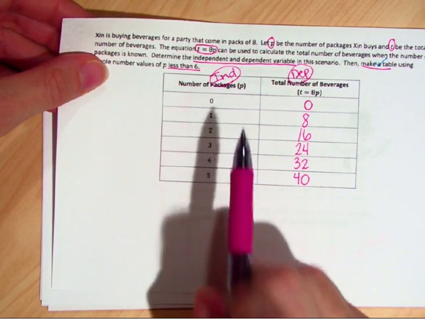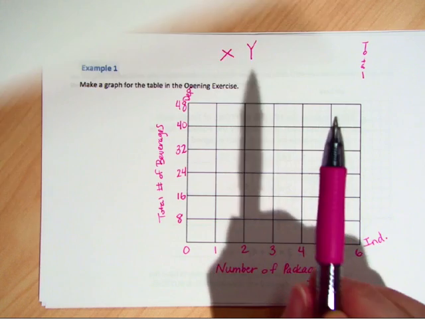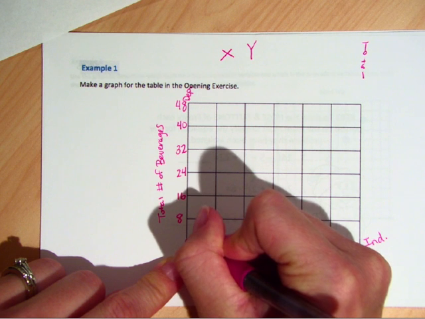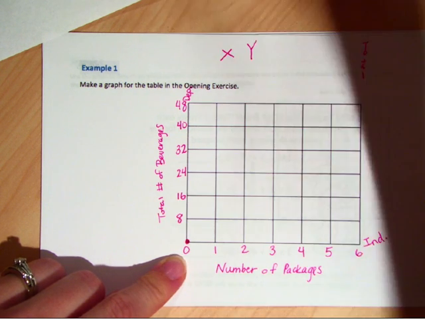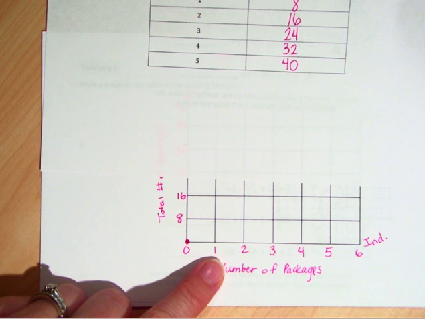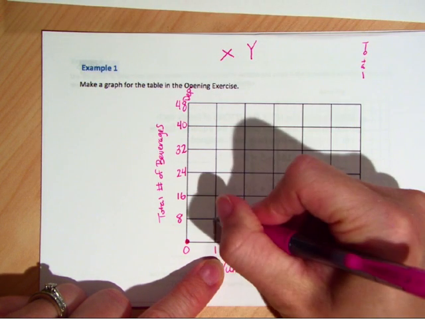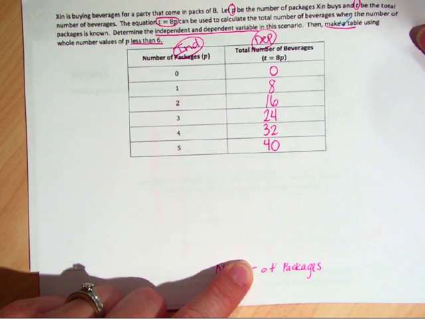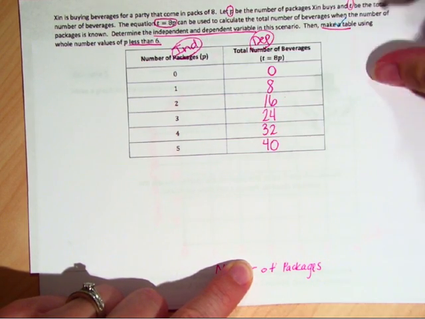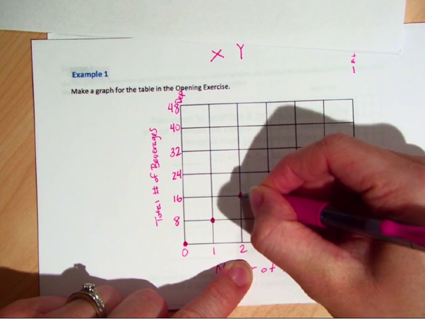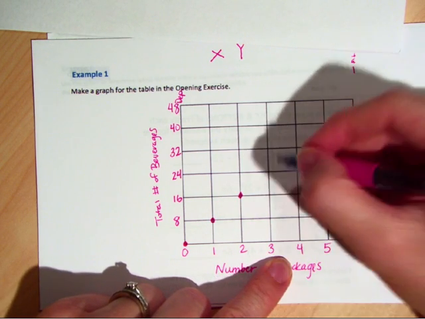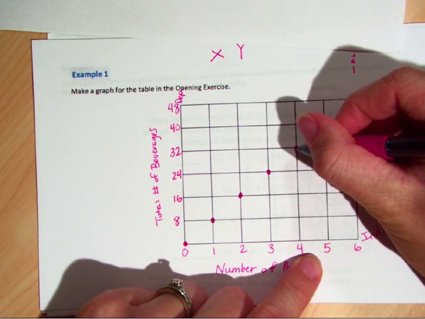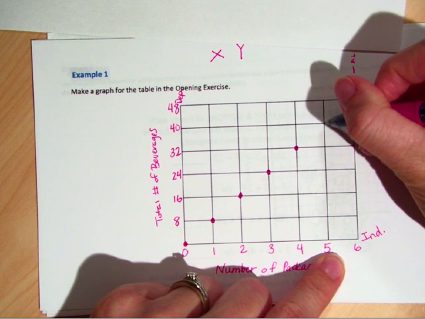Our first one is 0 packages and 0 beverages. So if I go over in 0 packages, up to 0 beverages, my first point is there. The next one is 1 package, 8 beverages. I don't know if you saw that in the video, I'm sorry. The next one was 2 packages, 16 beverages. 3 packages was 24. I'm going to let you reference yours so I don't have to keep bringing it back. 4 was 32. 5 was 40.